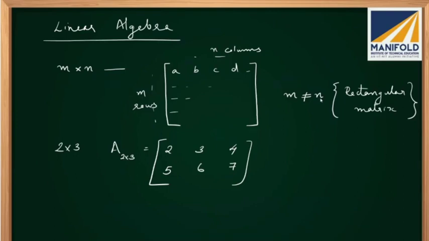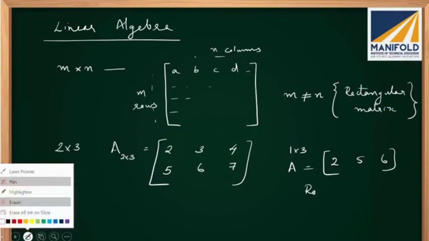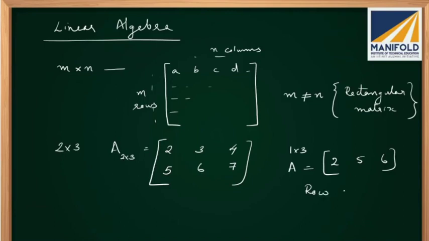Now, if there is only one single row, for example, let us say a 1 by 3 matrix A. Let us take 2, 5, 6. This is a 1 by 3 matrix because one row and 3 columns are there, right? Generally, we call it a vector. So it is called a row vector.